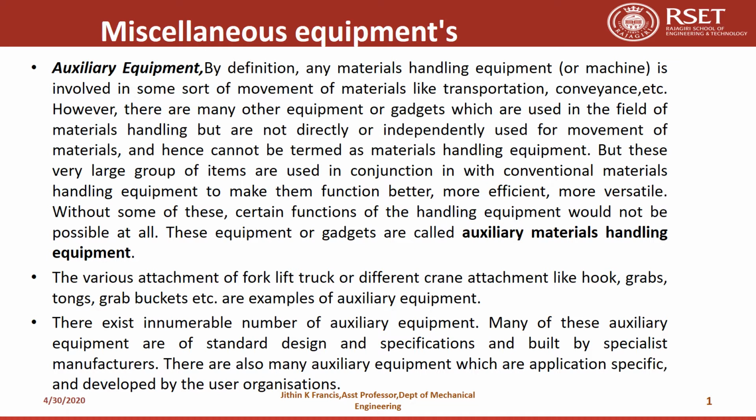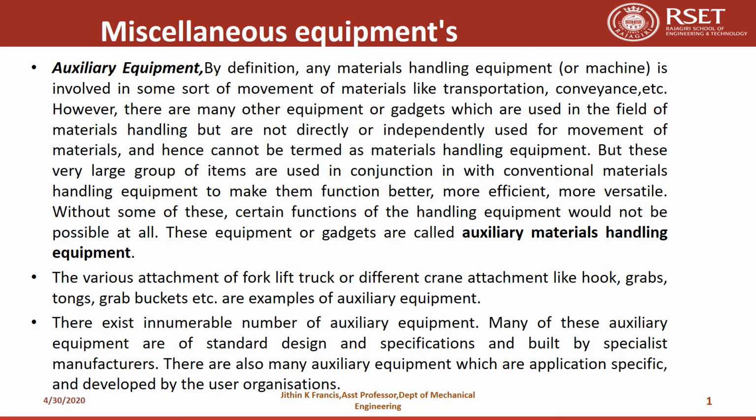But this very large group of items is used in conjunction with the conventional material handling equipment to make them function better, more efficiently and more versatile. Without some of these, certain functions of the handling equipment would not be possible at all. These equipments or gadgets are called auxiliary material handling equipment or miscellaneous equipment.